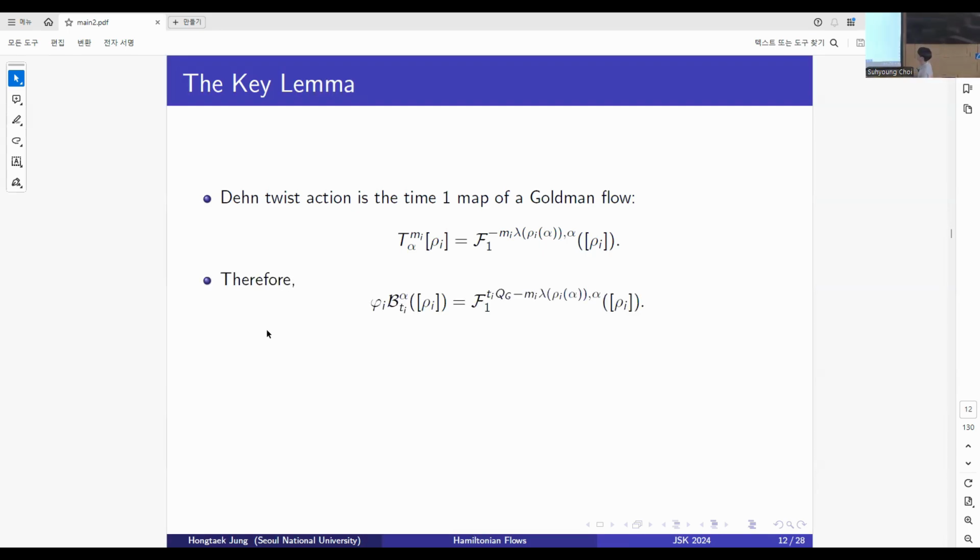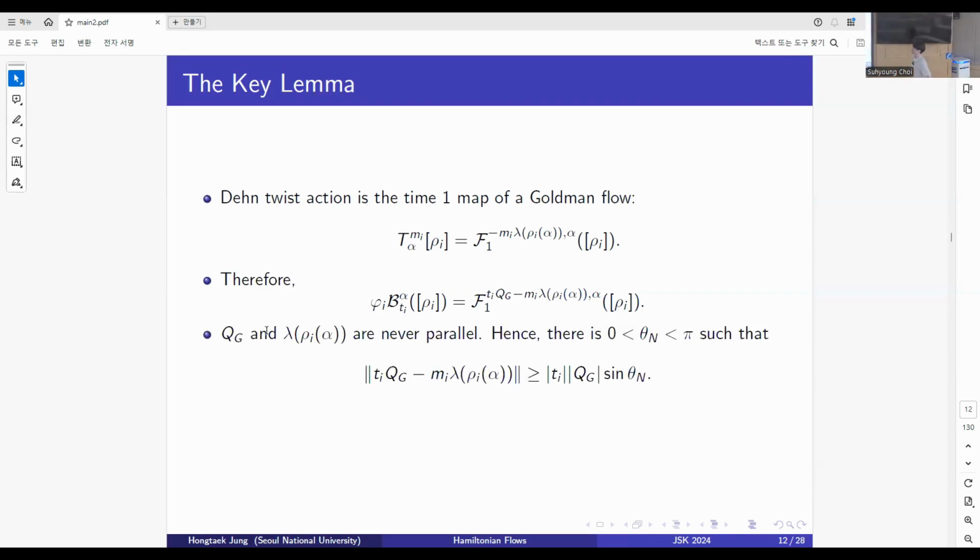Given this expression, we just unzip this notation. Then it becomes this. So this is the time one map of the Goldman flow, and the flow matrix is given by this complicated gadget. But if you look at this gadget, you see the following.